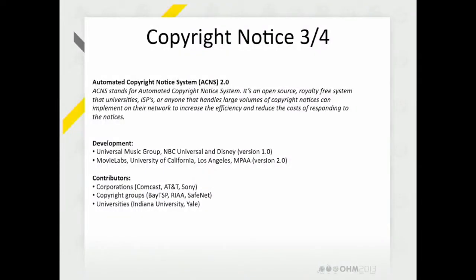The system they use is the Automated Copyright Notice System. That's the XML standard that they've been using. It's very professionally developed, initially done by Universal Music Group, NBC Universal and Disney, and then later it was added to by Movie Labs, the University of California, and the MPAA. And during that process, they've had contact with big corporations, ISPs in the US like Comcast, AT&T, but also Sony, which has its own nice history with copyright issues.